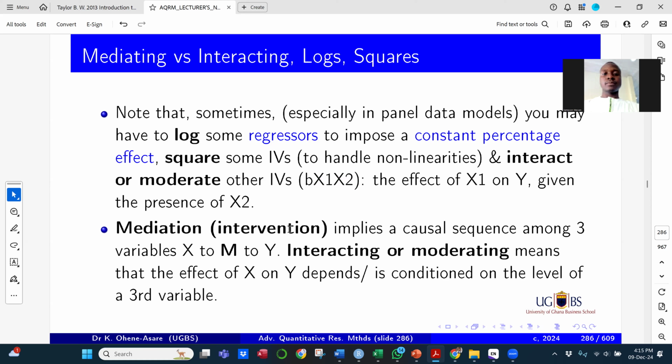Now, what then is mediation? Mediation. When two people are fighting.